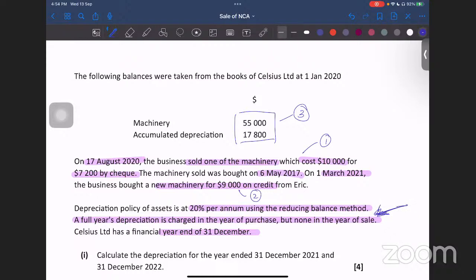Means that if I buy in October, year end December, I will need to take the depreciation multiplied by 3/12. Okay, I need to prorate. The same goes for sale, so sale will be the opposite.